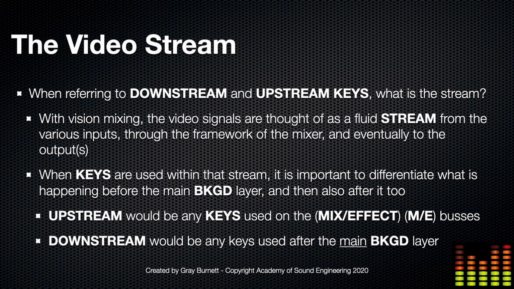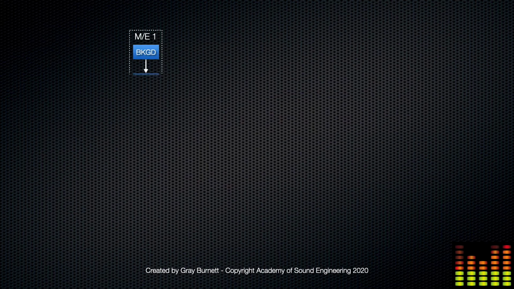When referring to downstream and upstream keys, what is the stream? With vision mixing, the video signals are thought of as a fluid stream from the various inputs, through the framework of the mixer, and eventually to the outputs. When keys are used within that stream, it's important to differentiate what is happening before the main background layer, and then also after it too. Upstream would be any keys used in the mix effect or ME buses. Downstream would be any keys used after the main background layer.